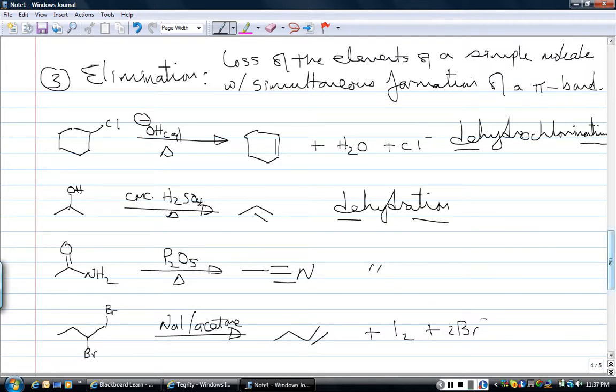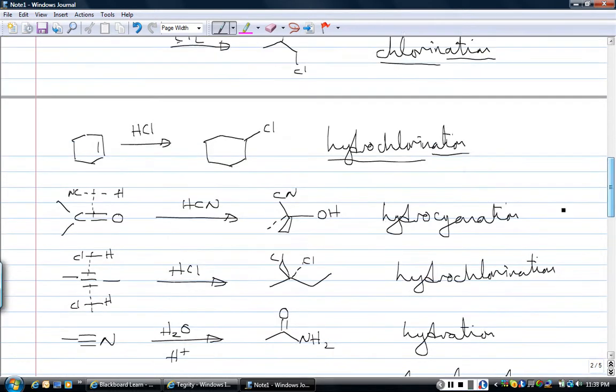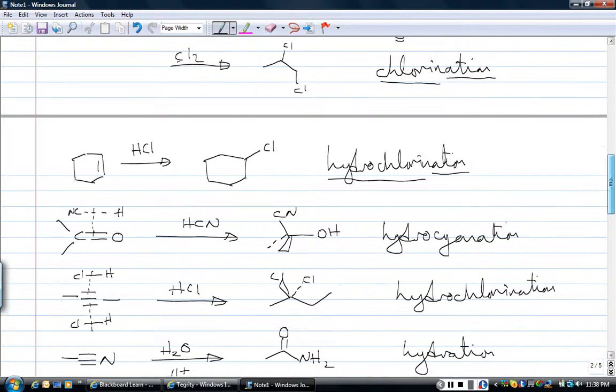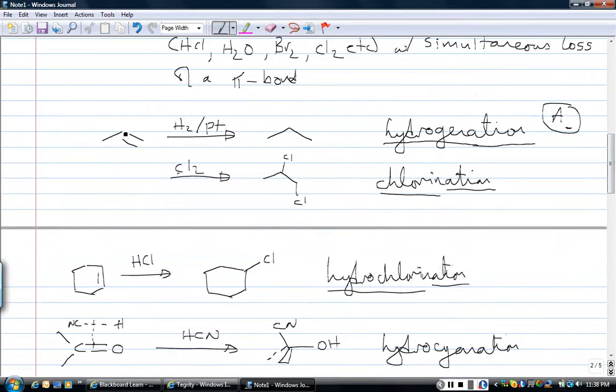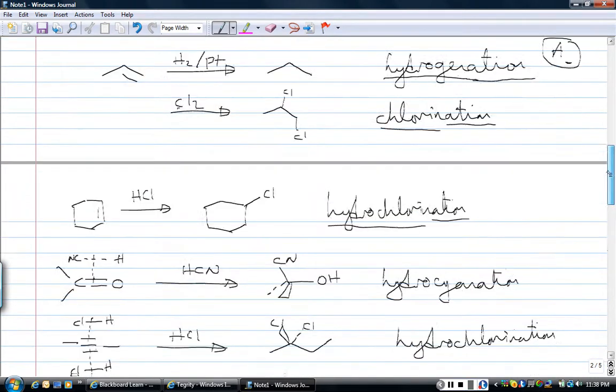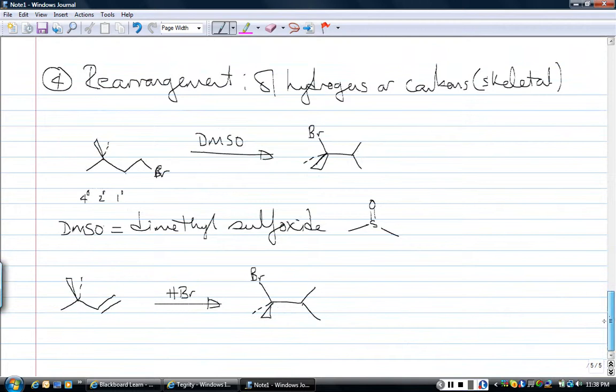In addition reactions, I'm going to do something to two adjacent atoms, right? In the case of the hydrocyanation, I added CN and H to the C and the O. I added Cl and H to the C and the C, right? I added O and two H's to the nitrogen and the carbon. I added H and H and Cl and Cl. So in addition reactions and in elimination reactions, I must perturb two adjacent atoms. So I would call this reaction then, I would say this is an addition with rearrangement.